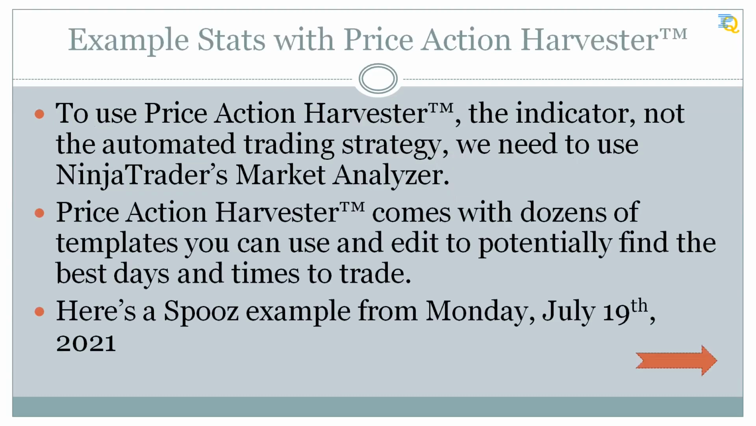So, examples, stats with Price Action Harvester. To use Price Action Harvester, the indicator, not the automated trading strategy, we need to use NinjaTrader's Market Analyzer. This is an awesome tool that comes with NinjaTrader. Price Action Harvester comes with dozens of templates you can use and edit to potentially find the best days and times to trade. I have it broken down into 3 time zones, PST, CST, EST, and all these templates come with Price Action Harvester, the indicator, so that you can plot them, edit them, and analyze this every which way you can think of, every time frame down to 5-minute increments.